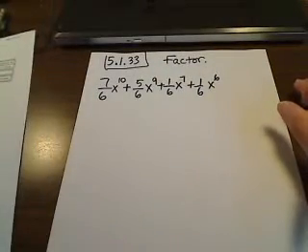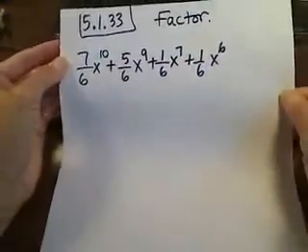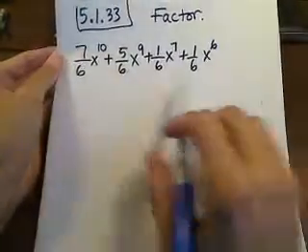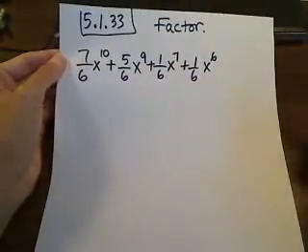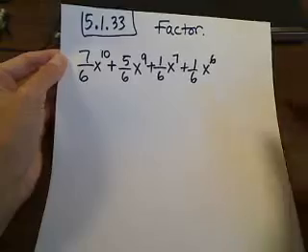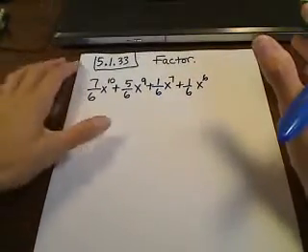Okay, here's a question that was asked over email. We have this expression, and we're asked to factor it, and this is 5.1.33. You basically always start factoring by looking for a greatest common factor.